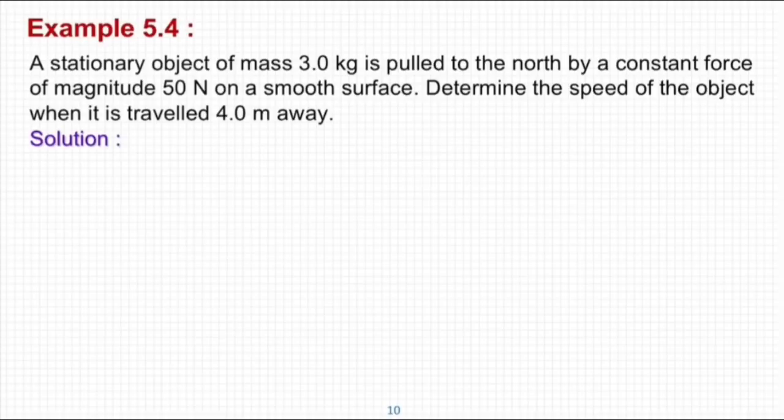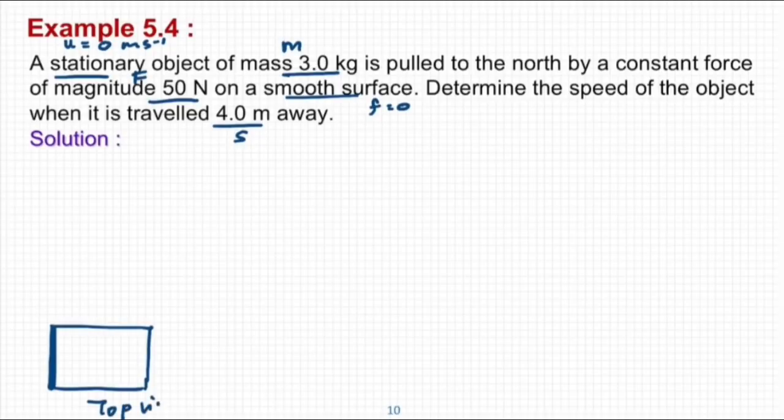Okay, now let's solve example 5.4. We have a stationary object of mass 3 kg and it is pulled to the north by a constant force of magnitude 50 Newton on a smooth surface. So here we are given the mass and then we are given the force, which is 50 Newton. And we are told it is on a smooth surface, so there is no friction. And then we want to find the speed of the object when it has traveled 4 meters away. So we have the displacement as well. Another piece of information that we can get from the question is that the object is stationary, hence the initial speed is 0.